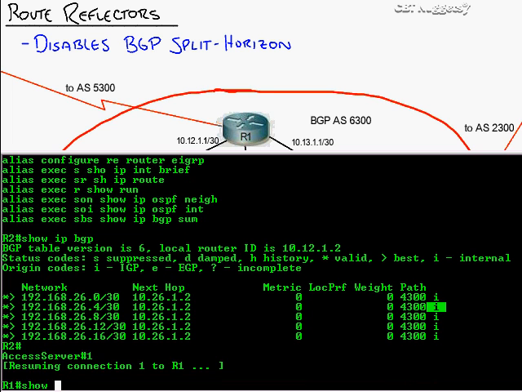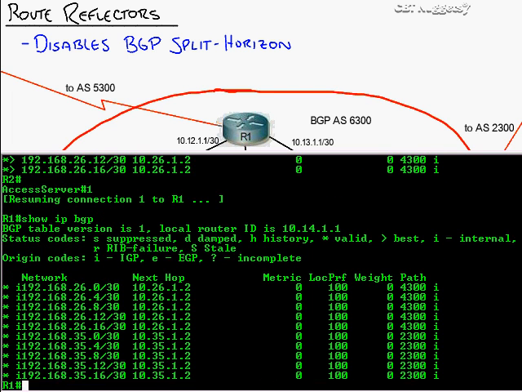I'm going to go on router 1 and do a show IP BGP. And what I see here is that router 1 is hearing about a bunch of routes. You can see there's a bunch of them coming from autonomous system 4300, and there's also some routes coming from autonomous system 2300, which is coming over here. And there's a whole duplicate set of routes that I've created from the 192.168.35 network coming internal from that one.